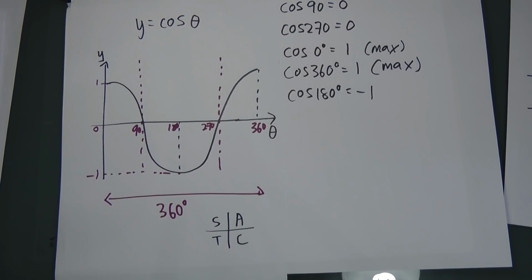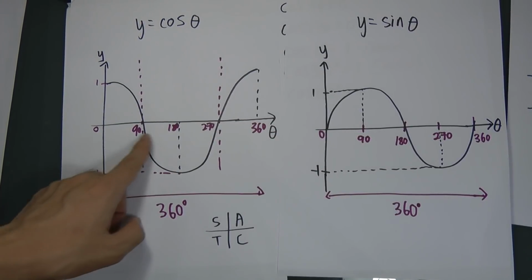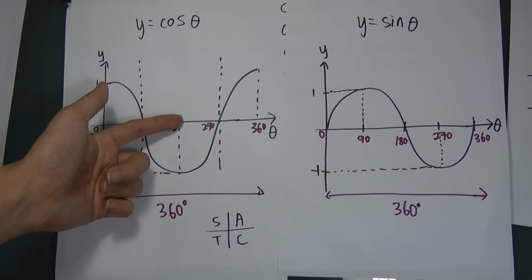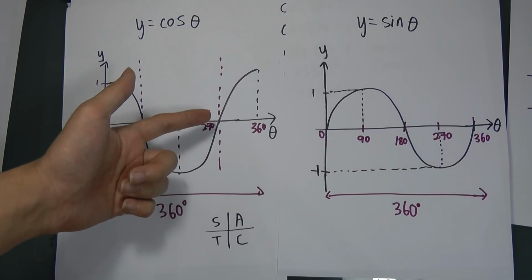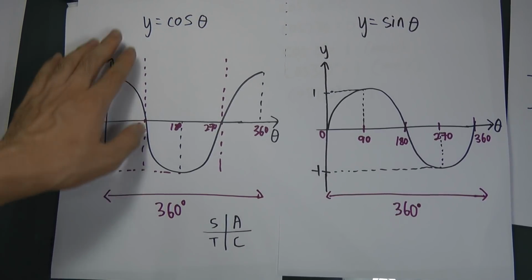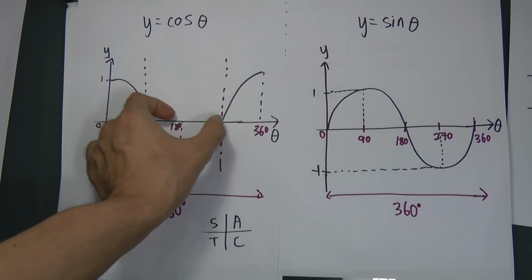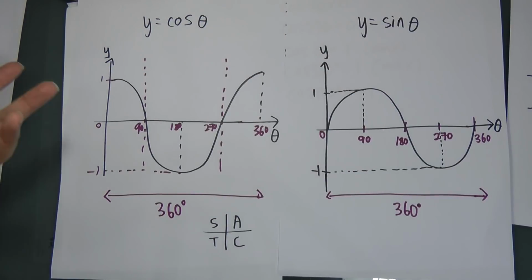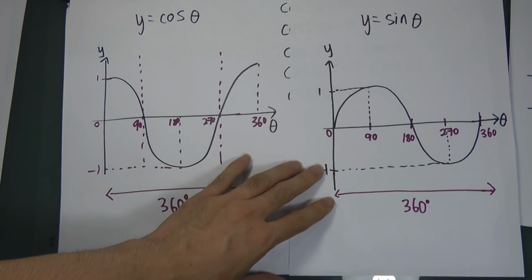No matter whether you plot the sine graph or the cos graph, just divide it into four quadrants. First quadrant 0 to 90, second quadrant 90 to 180, third quadrant 180 to 270, fourth quadrant 270 to 360. So you see, I divide the graph into one part, second part, third part and fourth part. Just divide them into four parts and then draw according to the shape.